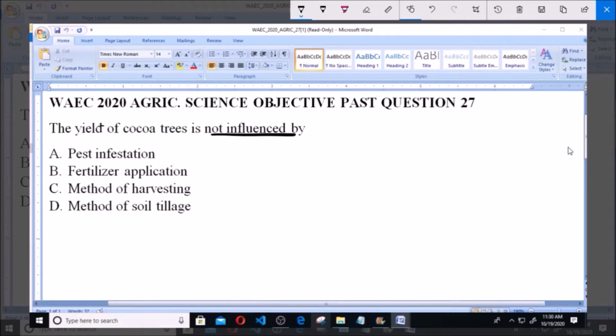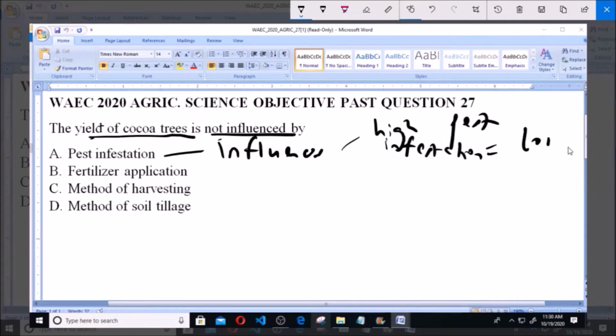Now let's analyze each of the options. Now option A says pest infestation. Now pest infestation influences the yield of cocoa trees, because when you have high pest infestation, this equates to low or decreased yield. Okay, so that's why it's very important to carry out measures to prevent pest infestation.